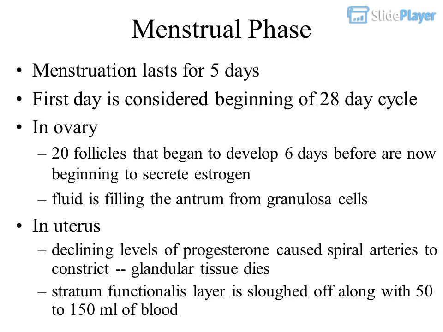In the ovary, 20 follicles that began to develop 6 days before are now beginning to secrete estrogen. Fluid is filling the antrum from granulosa cells. In the uterus, declining levels of progesterone cause spiral arteries to constrict, and glandular tissue dies. The stratum functionalis is sloughed off along with 50 to 150 milliliters of blood.